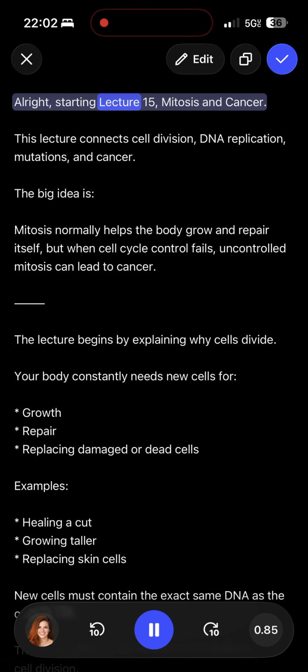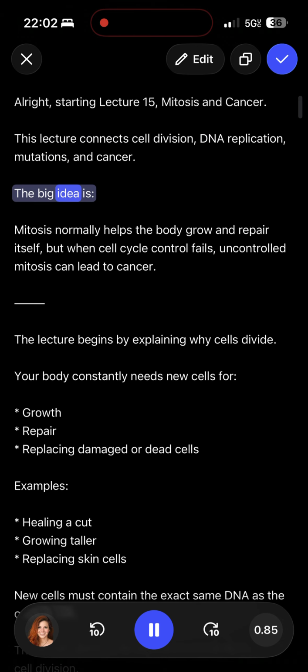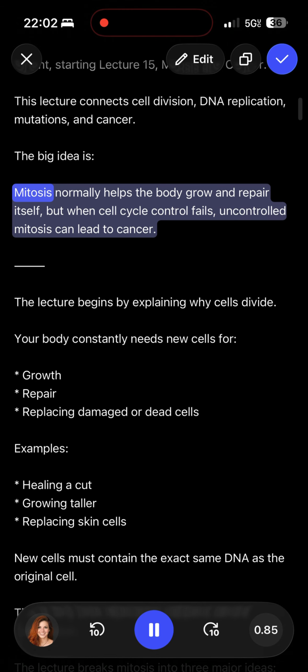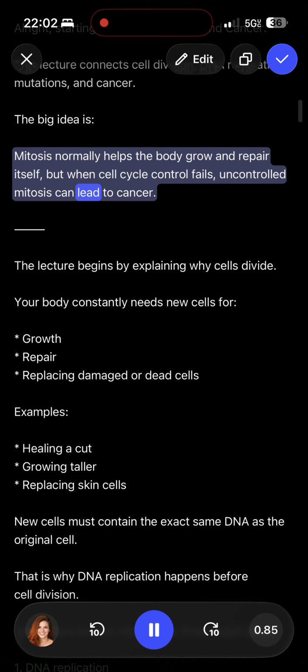Alright, starting Lecture 15, Mitosis and Cancer. This lecture connects cell division, DNA replication, mutations, and cancer. The big idea is, mitosis normally helps the body grow and repair itself, but when cell cycle control fails, uncontrolled mitosis can lead to cancer.